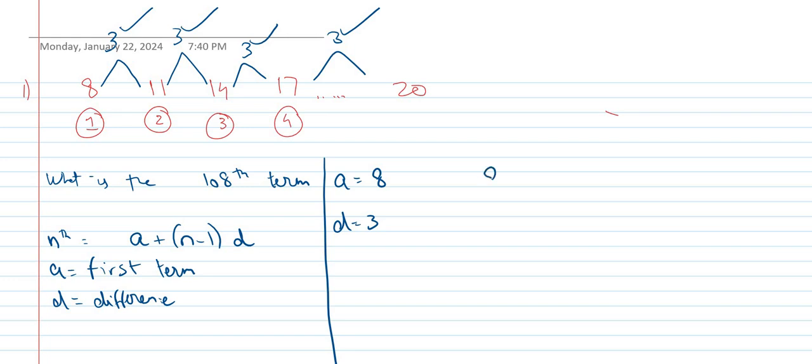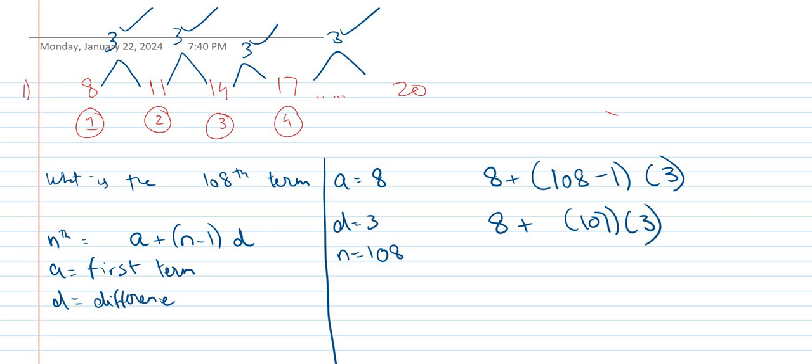So you will say 8 plus, instead of n, you will write 108 because we are finding the 108th term. 108 minus 1 multiplied by d, the difference, which is 3. So this becomes 8 plus 107 multiplied by 3.